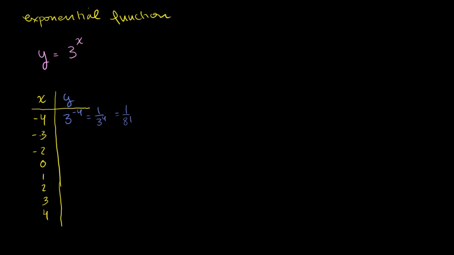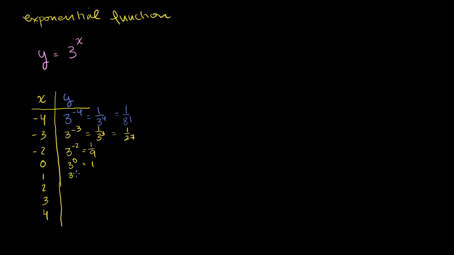When x is equal to -3, y is 3 to the -3 power. Well, that's 1 over 3 to the third power, which is equal to 1 over 27. So we're going from a super small number to a less super small number. And then 3 to the -2 power is going to be 1 over 9, right? 1 over 3 squared. And then we have 3 to the 0 power, which is just equal to 1. So we're getting a little bit larger, but we're about to explode.